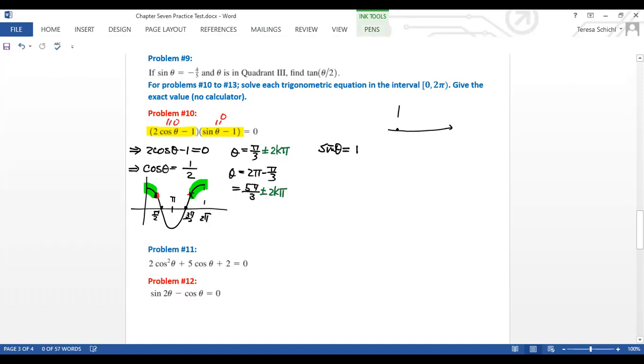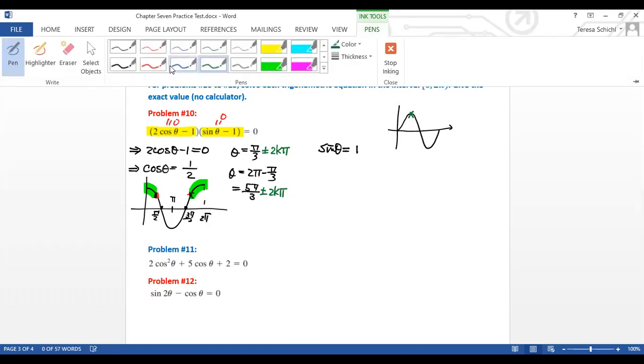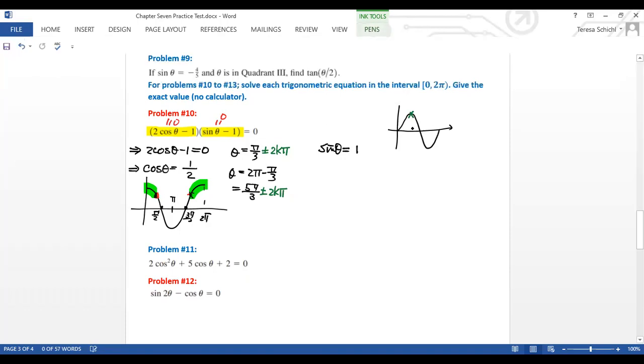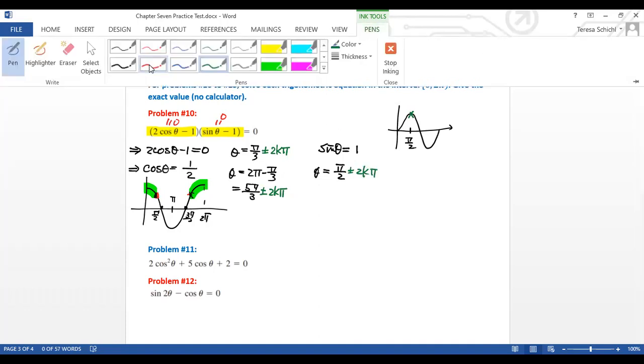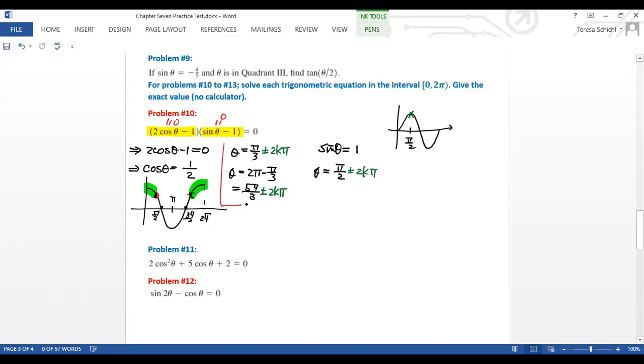Let's take a look. Where are they? Okay, so the sine theta, I only get 1 in here, right? So this one here is pi over what? It's pi over 2 here, right? So this is pi over 2. Good? Okay, so what is the theta here? Theta here is pi over 2. Of course, the general solution is what? It's plus minus 2k pi. So for this problem, here is my solution.